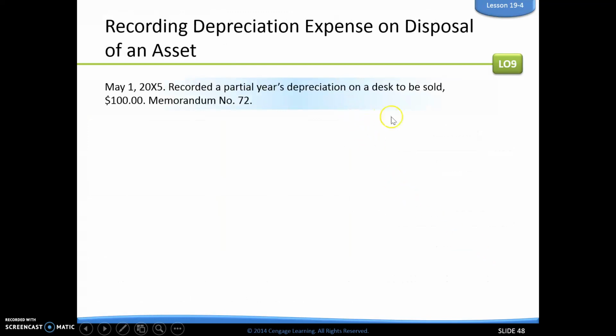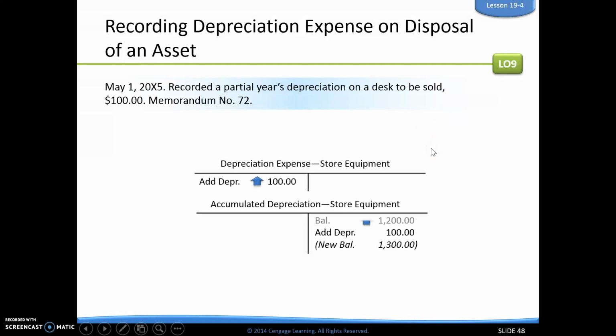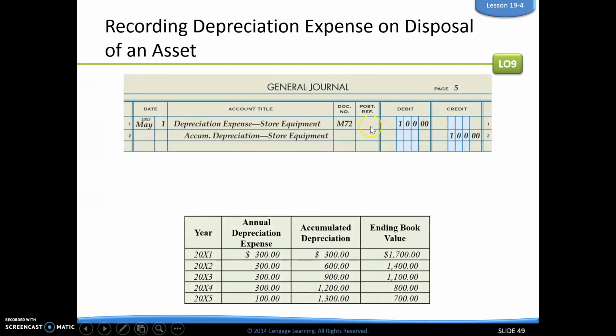So here it is, we record a partial year's depreciation on a desk that's sold for $100, memorandum number 72. So notice that because it's a memorandum, it's going to be going in our general journal. So our depreciation expense for the store equipment goes up by 100, and so does its accumulated depreciation account. We just need to make sure that we update that depreciation expense, otherwise we're going to be off. And so you can see here, because we're selling it for a partial year, that our annual depreciation, instead of being $300, goes to being $100, and that adjusts our accumulated depreciation and our ending book value.